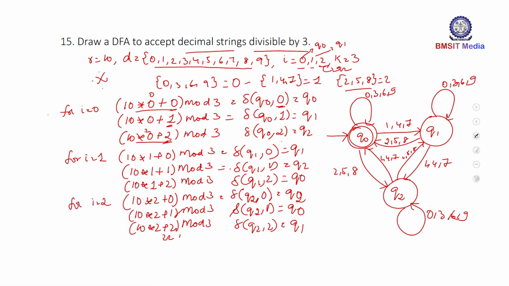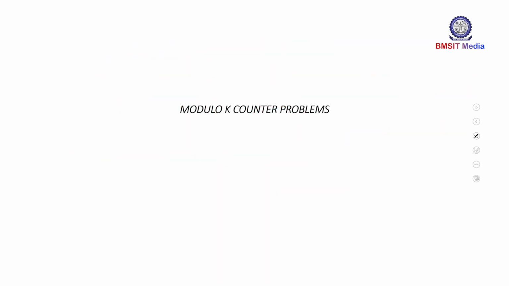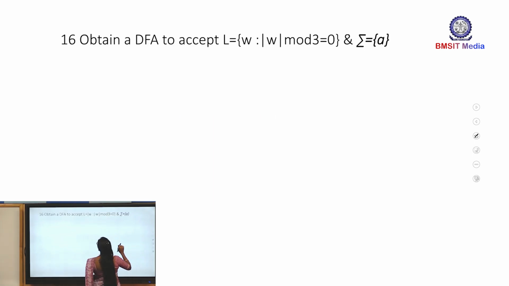So let's go to the next problem. Okay, so the last set of problems in the DFA is modulo K counter problems. We'll see the first problem under this.